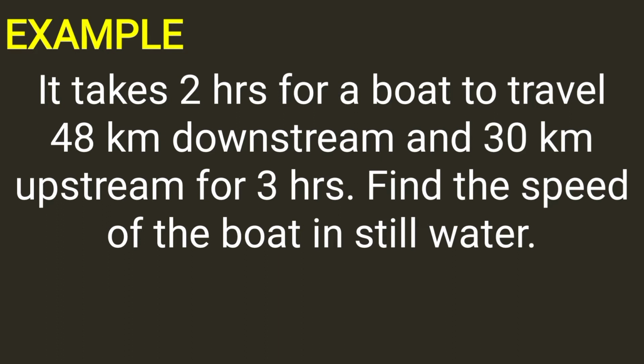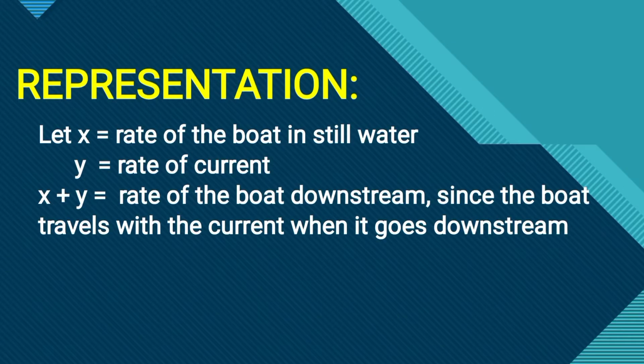We need to represent each given unknown, so we will use different variables. Common variables we use are x and y. Your x represents the rate of the boat in still water, and y is the rate of the current. So, the rate of the boat downstream will be x plus y, since the boat travels with the current when it goes downstream.